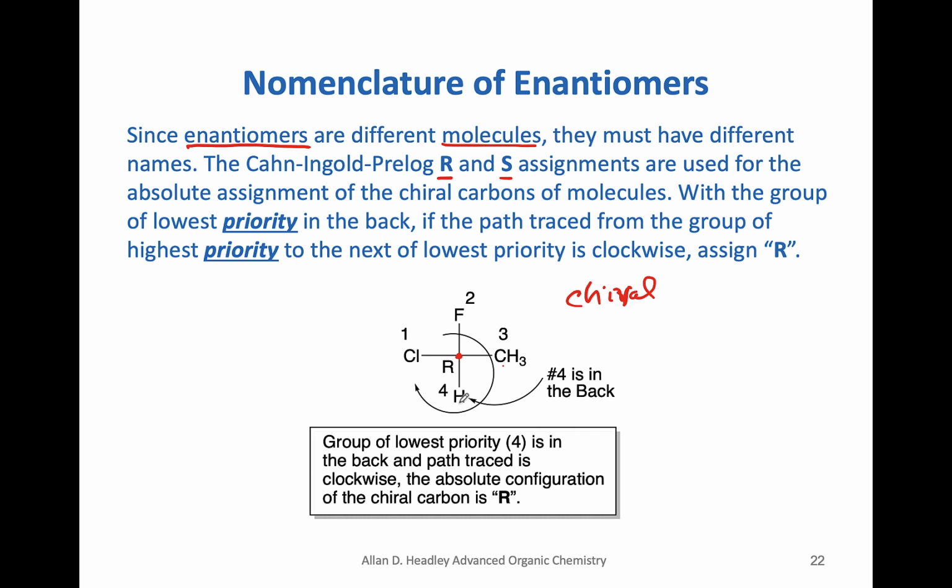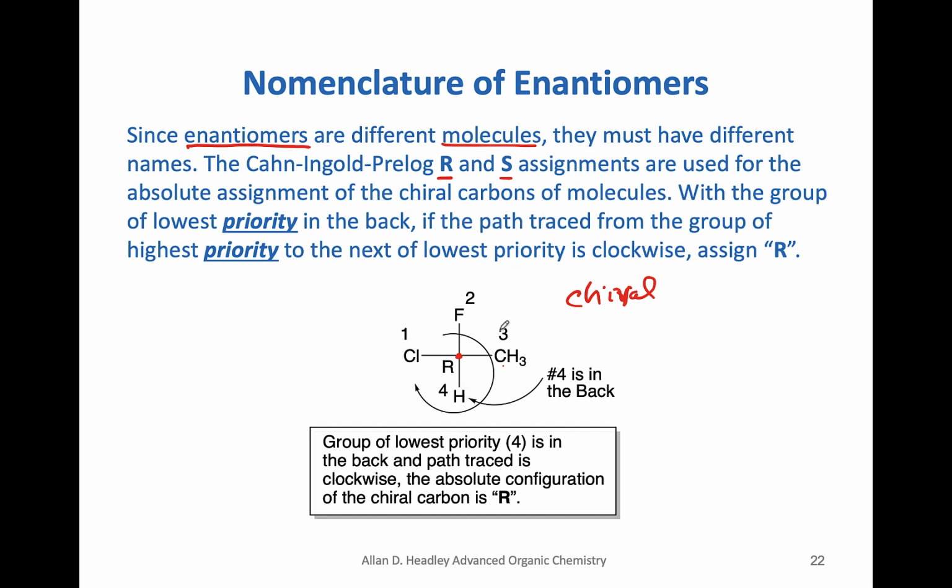So you look at the periodic table, and you'll see that chlorine, the atomic number here is 17. It assigns number 1 priority. Fluorine here has atomic number 9, assigns number 2 priority. Carbon here has atomic number 6, assigns number 3 priority. And hydrogen has atomic number 1, the lowest priority, number 4.